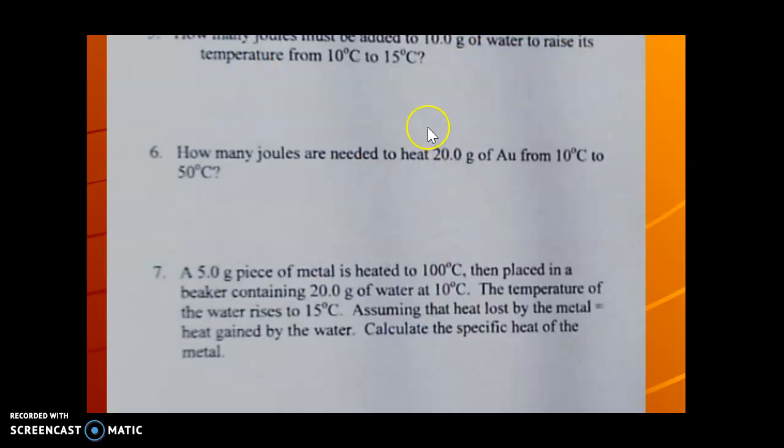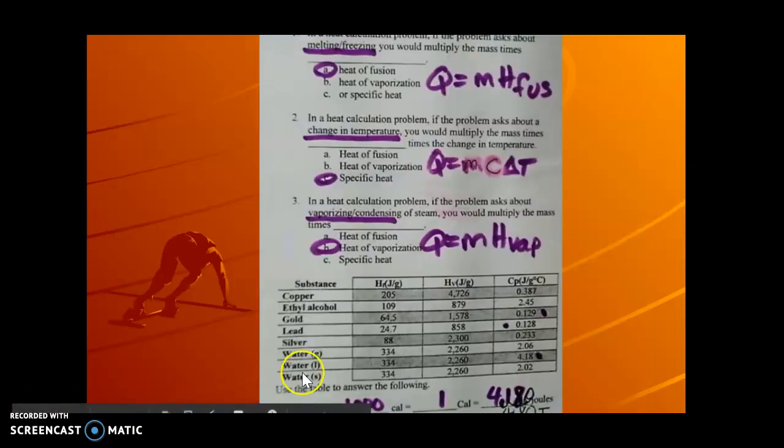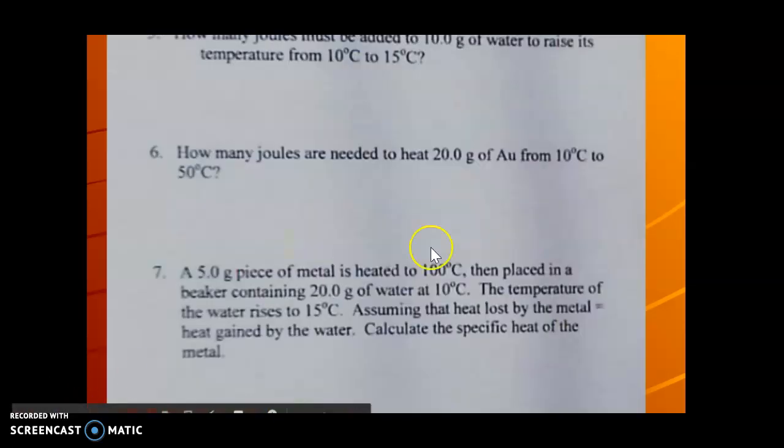The second one here has 20 grams of gold going from 10 to 50. Again, on this particular problem, you would need to go back and get the constant for gold. I believe it's over here. Let's see, gold. Yep, 0.129. And you would plug that into Q equals mcΔT for that problem. How did I know that? Because again, it's got two temperatures. Whenever there are two temperatures, that means it's either heating or cooling taking place.